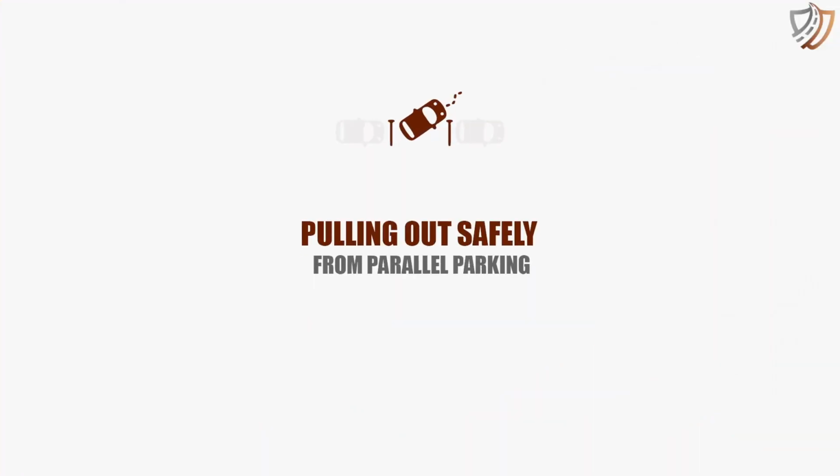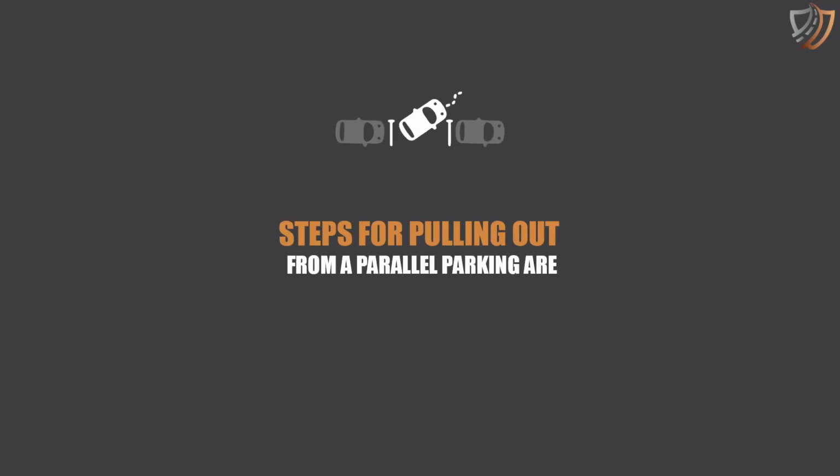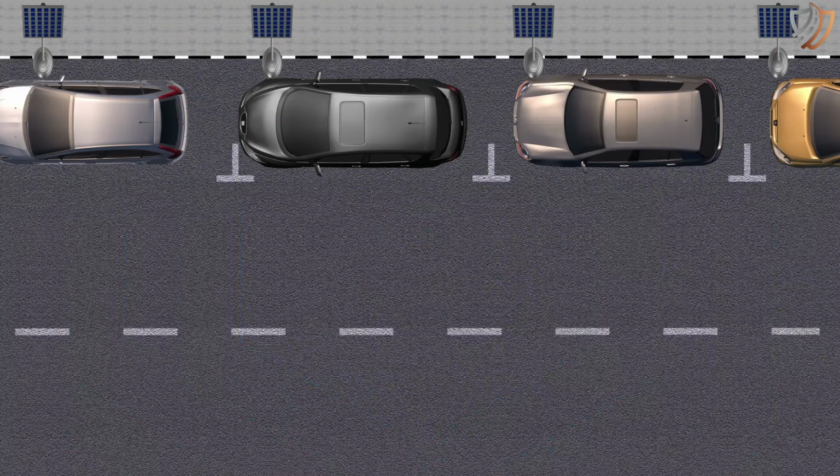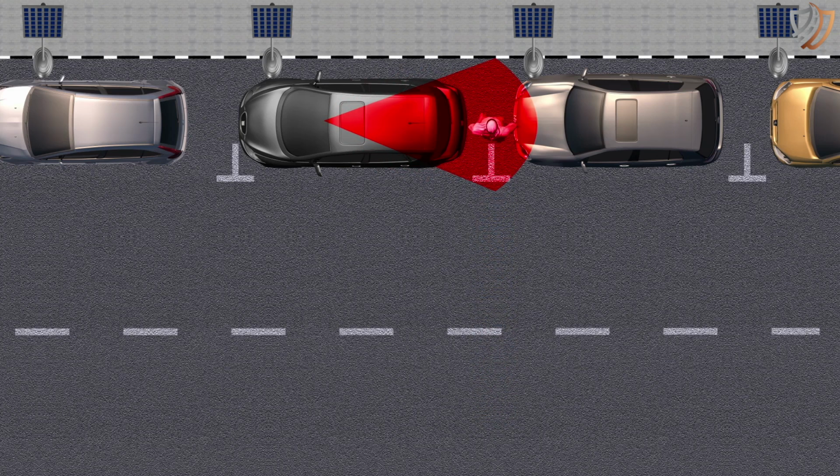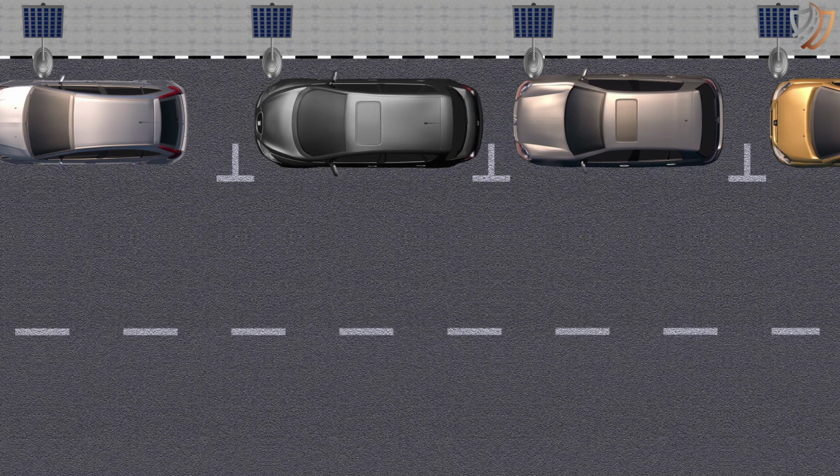Pulling out safely from parallel parking. Steps for pulling out of parallel parking are: first of all, ensure if there is a safe gap to drive out. If the gap is not enough, check mirrors. Look behind for the potential hazards and then move back slowly. To move out safely, motorists may use the POM routine.